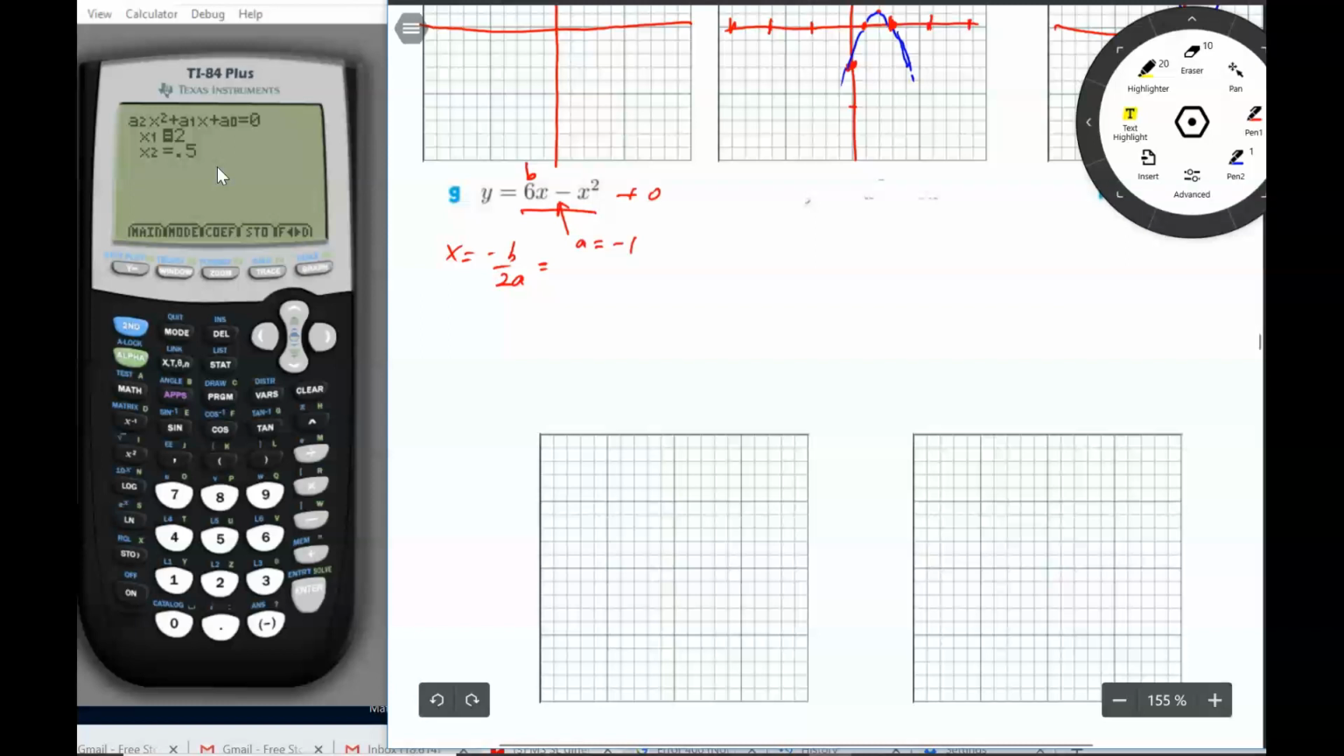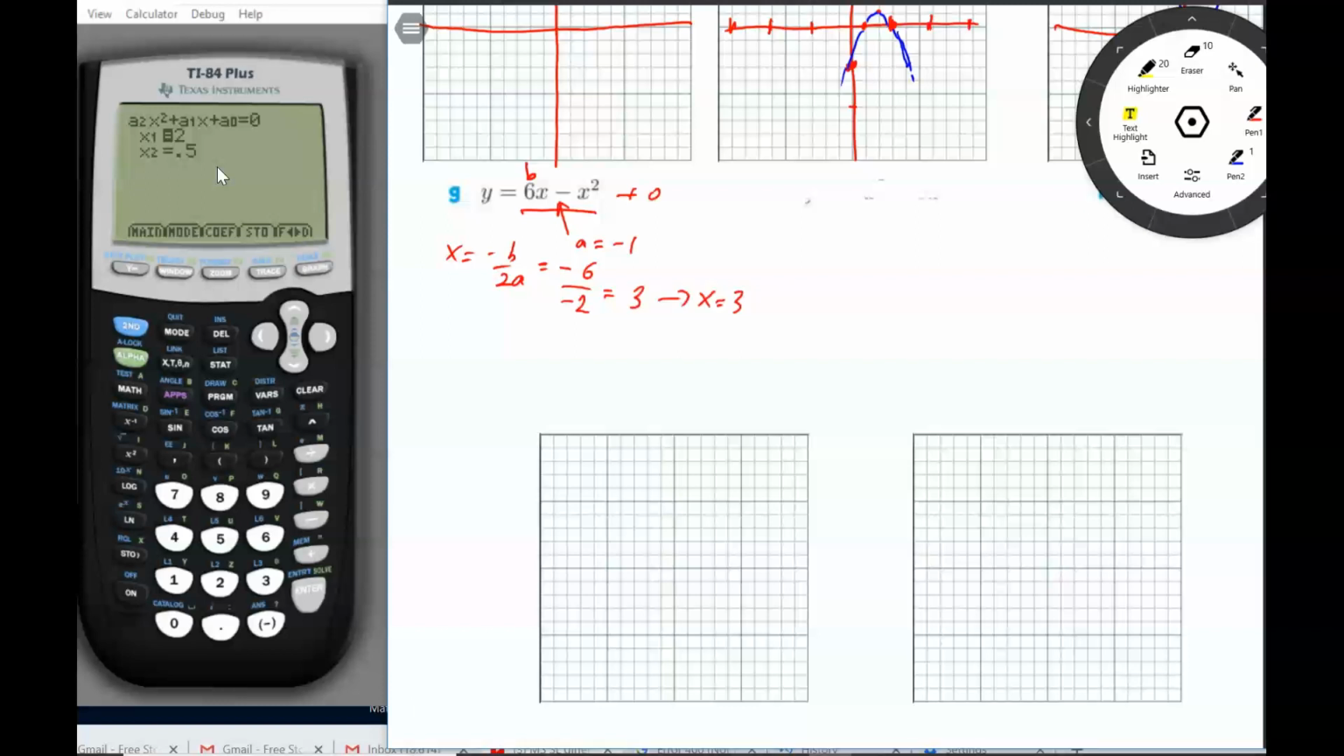Okay? So our a value is negative 1. Our b value is 6. So the axis of symmetry would be negative 6 over 2 times negative 1, which is negative 2. So negative 6 divided by negative 2 is positive 3. So our axis of symmetry is x equals 3.